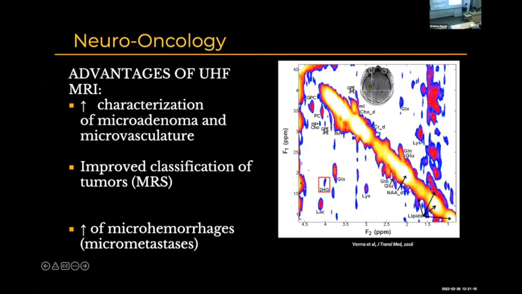And then there is also, as I mentioned, more visualization of microhemorrhages that in tumor patients are usually indicative of metastasis. And therefore, if you are able to identify these microbleeds, you know that this patient has a recurrence or has metastasis. And so the treatment is completely different in this case. You have to start chemotherapy or radiation therapy. And therefore, being able to identify this can be life-changing for this patient.